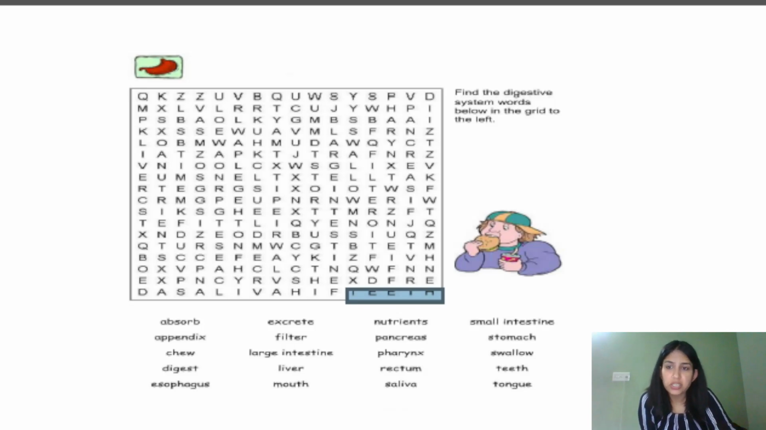All the names mentioned on this slide belong to one system of our body that is helpful in digestion. And that system is what we're going to learn about today. That is the digestive system of our body. So are you excited to do that? We'll be moving forward.